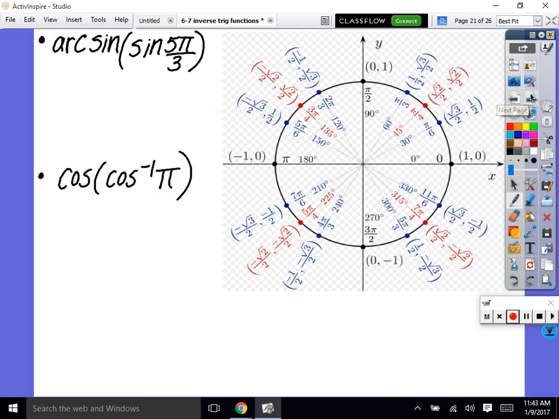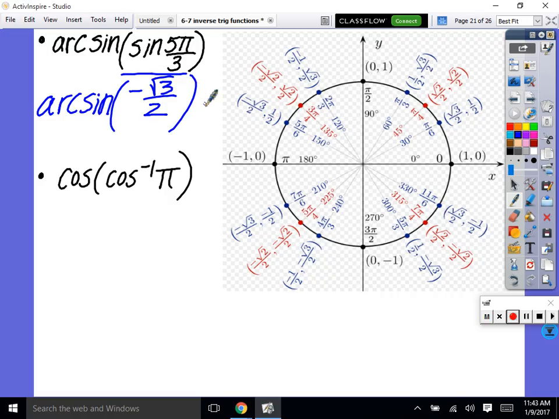Okay. Arc sine of sine of 5 pi thirds. Work from the inside out. So sine of 5 pi thirds. Sine is y, guys. Negative root 3 over 2. So now we're finding the arc sine of that, and arc sine's outputs have to be on that interval, this half of the graph. So what would my answer be? That is positive pi thirds, isn't that negative pi thirds?